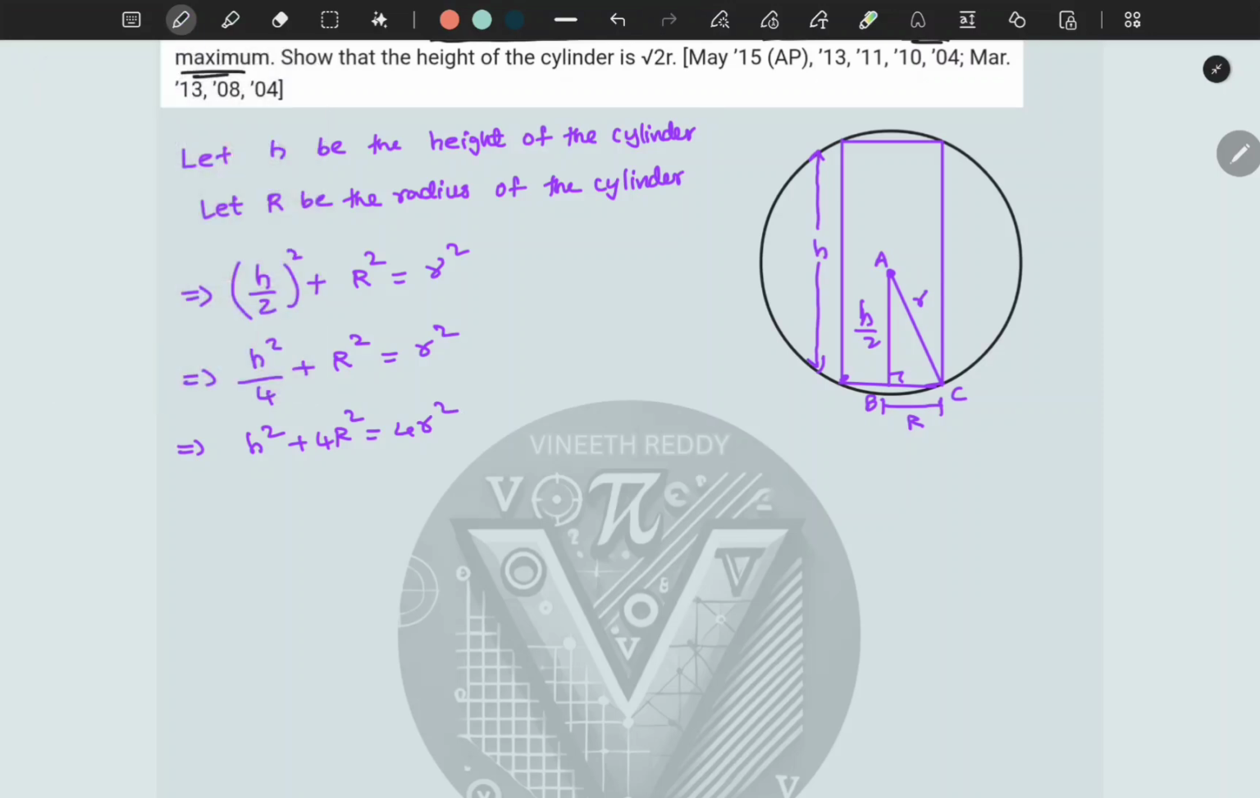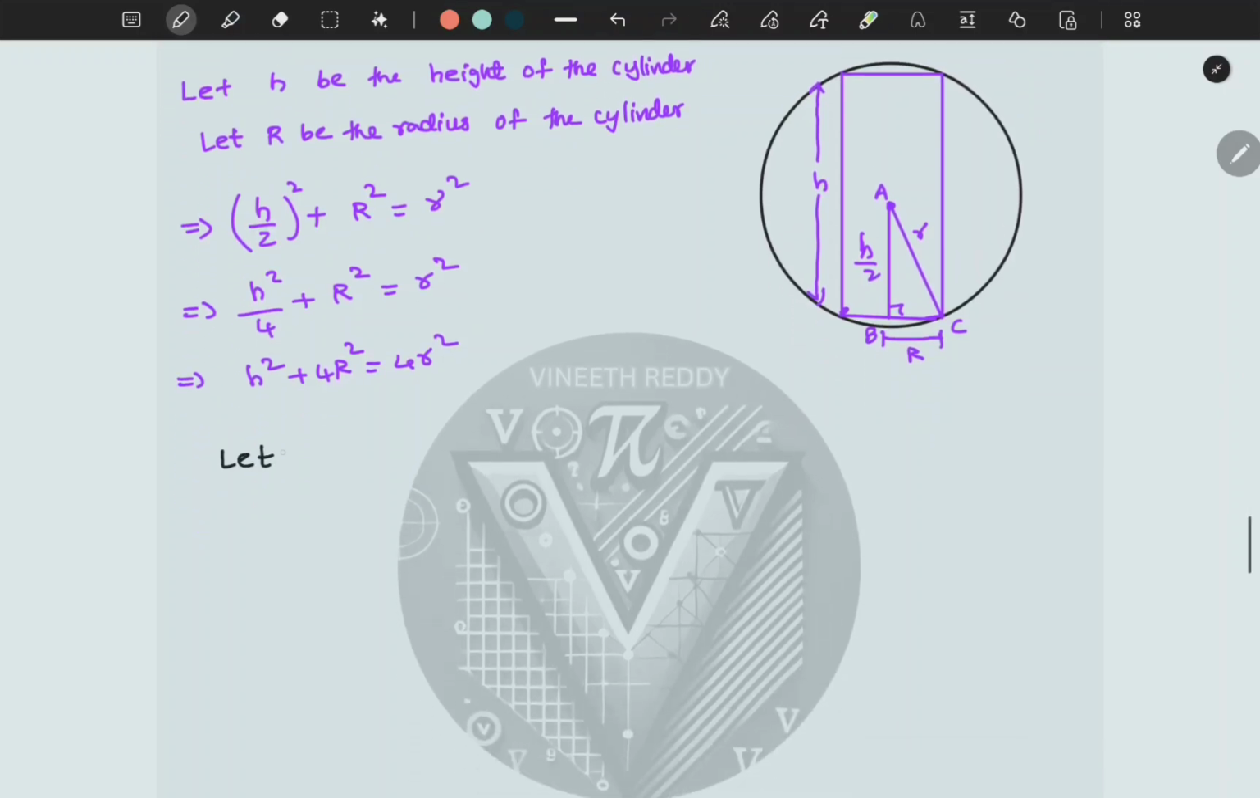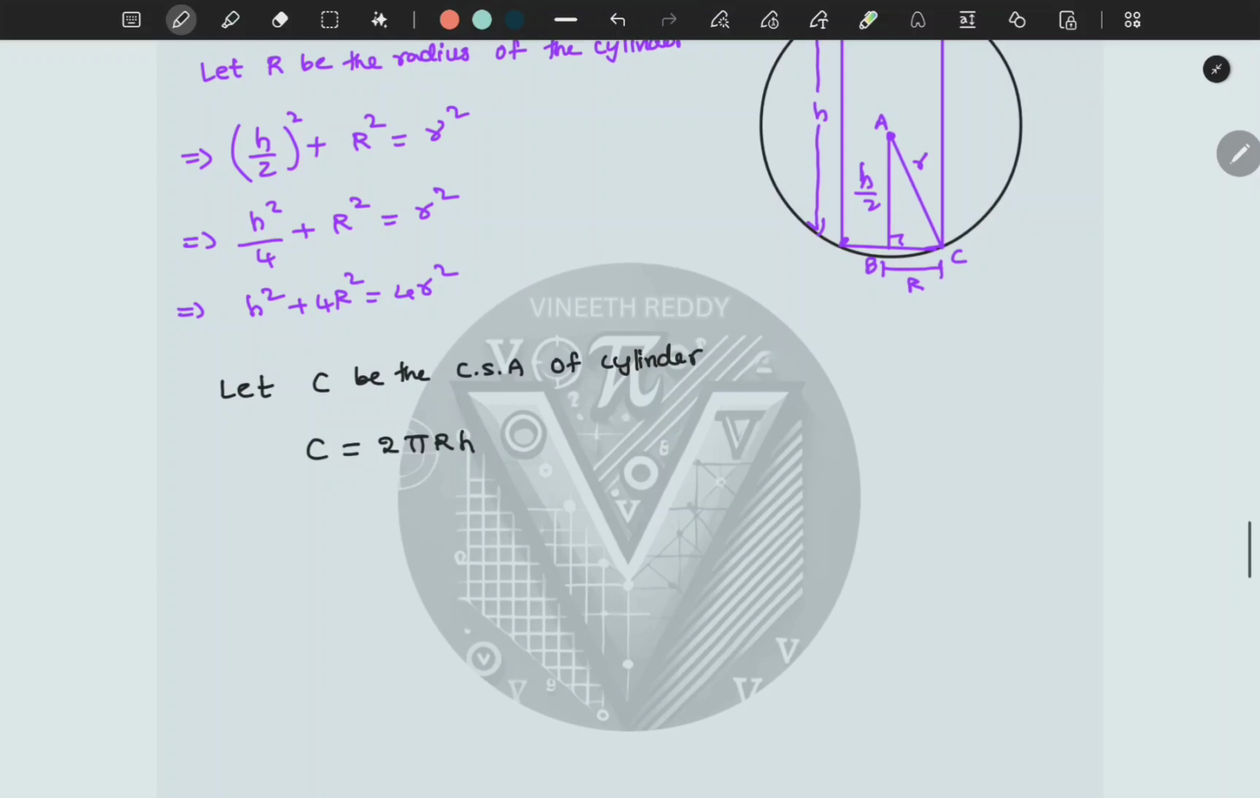Now see, what should we minimize or maximize? The curved surface area of the right circular cylinder inscribed in a sphere of radius r is maximum, right? That means the curved surface area of the cylinder has to be maximized. So let C be the curved surface area of the cylinder. And what will that be? 2 pi, and the radius of the cylinder is capital R and height is small h. Right, now the main important thing is here we have R and h, and here we have h square. So what should we do? We will square it. So C square will be 4 pi square R square h square.